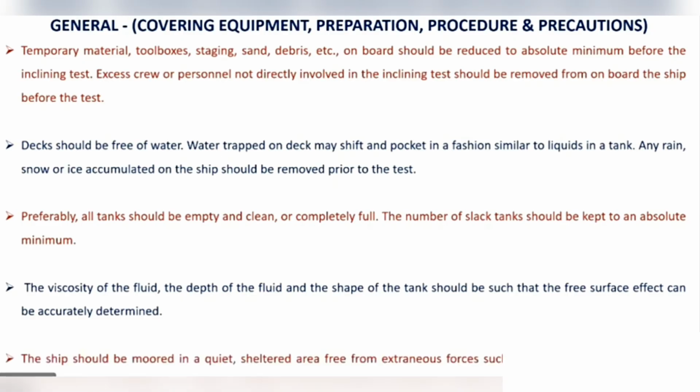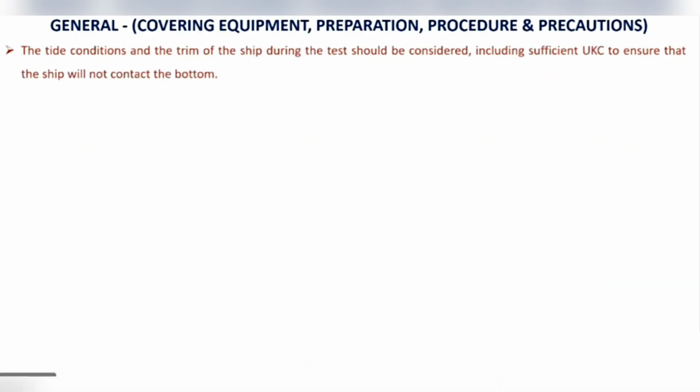The ship should be moored in a quiet, sheltered area, free from extraneous, external, disturbing forces, such as propeller wash from a passing vessel or a sudden discharge from a shore side pump. So these external disturbing causes which can affect the list of the ship should be avoided. Tide conditions and the trim of the ship during the test should be considered, including sufficient UKC to ensure that the ship will not touch the bottom.